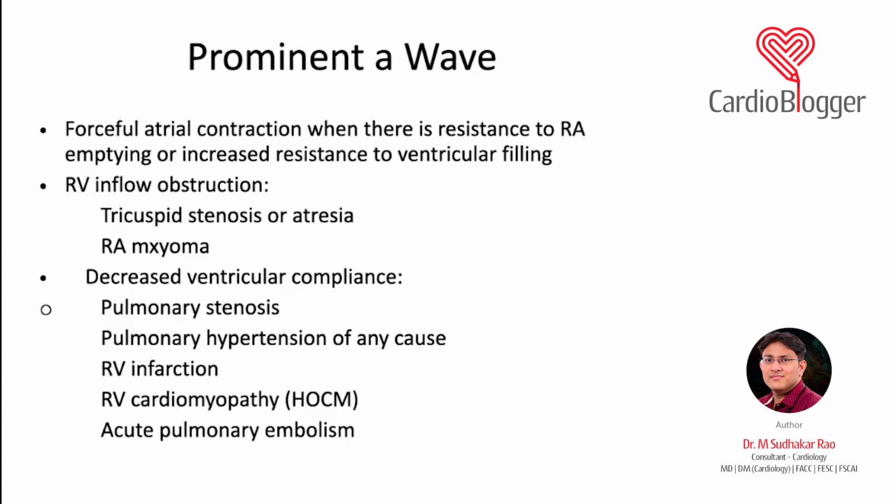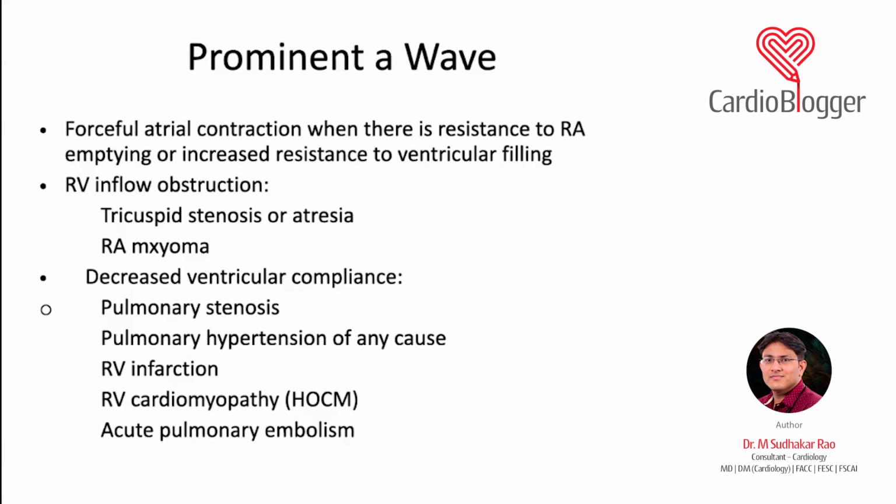Apart from pulmonary hypertension, another important cause is pulmonary stenosis. Because of pulmonary stenosis, the RV becomes hypertrophied and the compliance goes down. In cases with RV infarction, the RV compliance also goes down and you may get a prominent A wave.